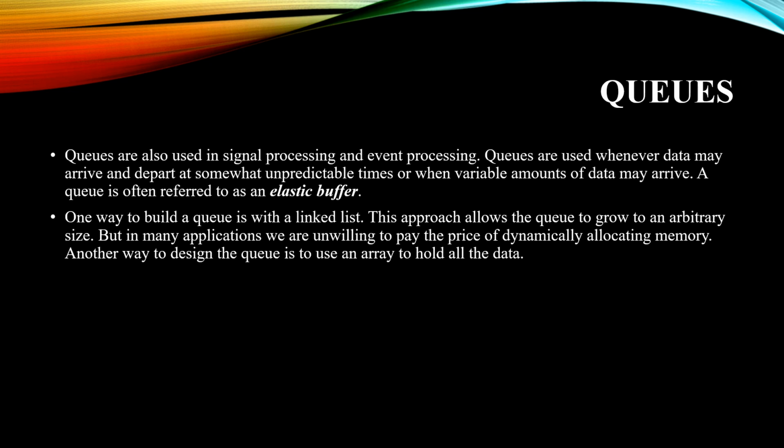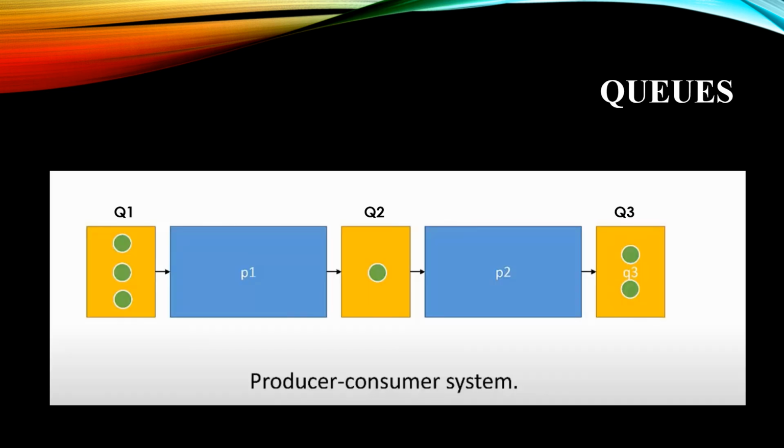Another way to design a queue is to use an array to hold all the data. This diagram represents an example of the queue. Here P1 and P2 represent processes of the system. P1 produces the elements, so P1 represents the producer, and P2 gets the input data from P1, so it is called the consumer of the system.